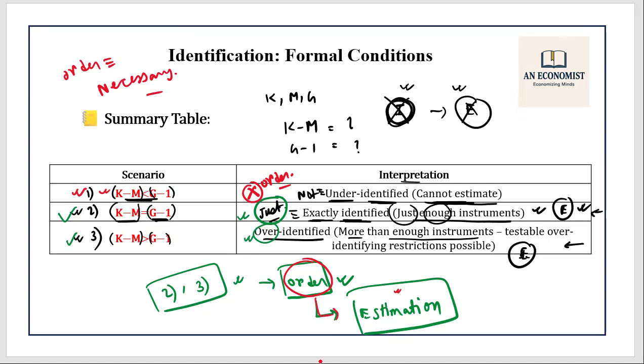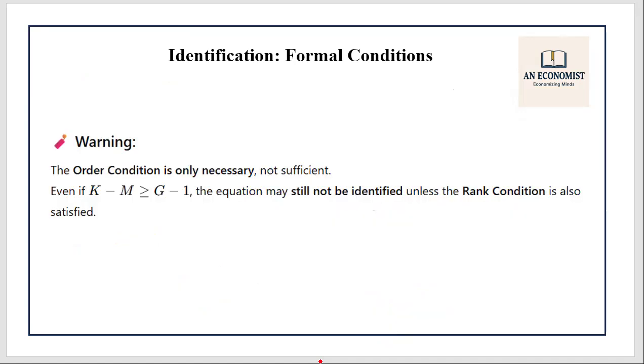I hope this explanation is clear to you. So you will get one of the three cases, and accordingly you have to decide whether you can estimate the model or not. But one thing you have to keep in mind is that the order condition is only the necessary condition, but it is not the sufficient condition.